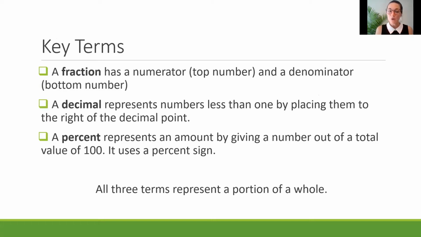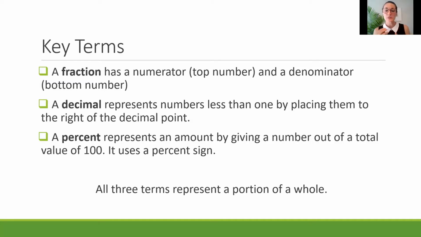The decimal represents numbers that are less than 1 by placing them to the right of the decimal point. So for example, 1, the whole number 1, would be 1 decimal point 0. But if we had something smaller than 1, we would move that number to the other side. So for example, 0.5 would be half of a whole number, 1.